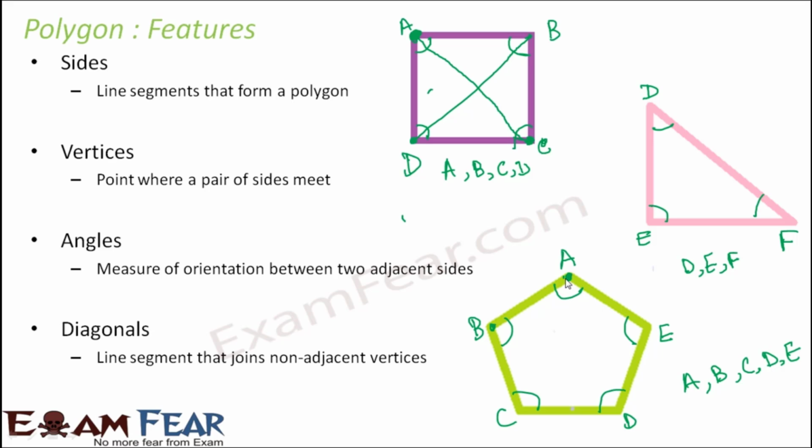What about this polygon? This is A. The adjacent vertices of A would be B and E. That means C and D are its non-adjacent vertices. So if you join A and C, this becomes a diagonal. You join A and D, this becomes a diagonal. You join B and E, this also becomes a diagonal. So a line that connects any 2 non-adjacent vertices is a diagonal. So these are the 4 important parts of a polygon: sides, angles, vertices and diagonals.